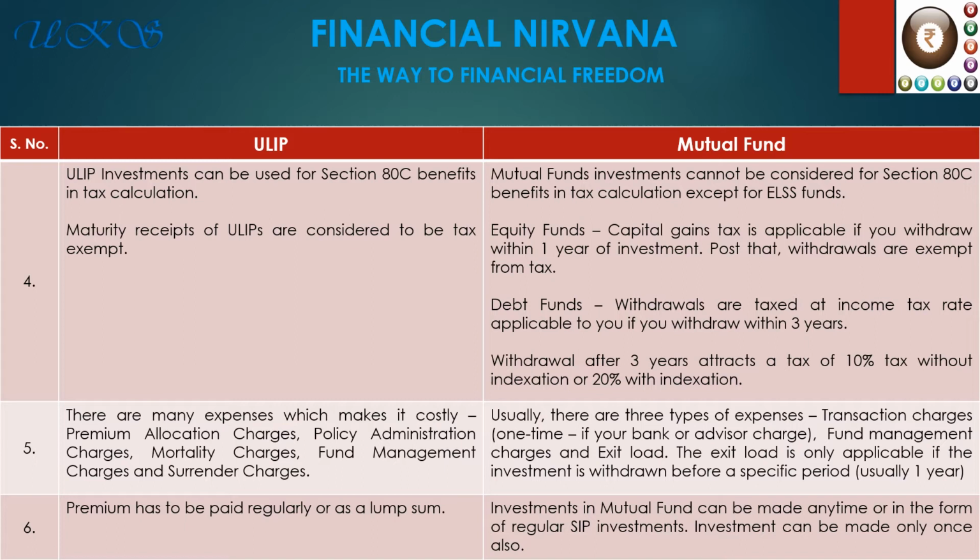The fifth difference between ULIP and mutual funds: there are many expenses in a ULIP which make it costly. Premium allocation charges, policy administration charges, mortality charges, fund management charges, and surrender charges. Whereas in a mutual fund, there are usually three types of expenses: transaction charges, which are one-time if your bank or advisor charges them, fund management charges, and exit load. The exit load is only applicable if the investment is withdrawn before a specific period, usually 1 year.